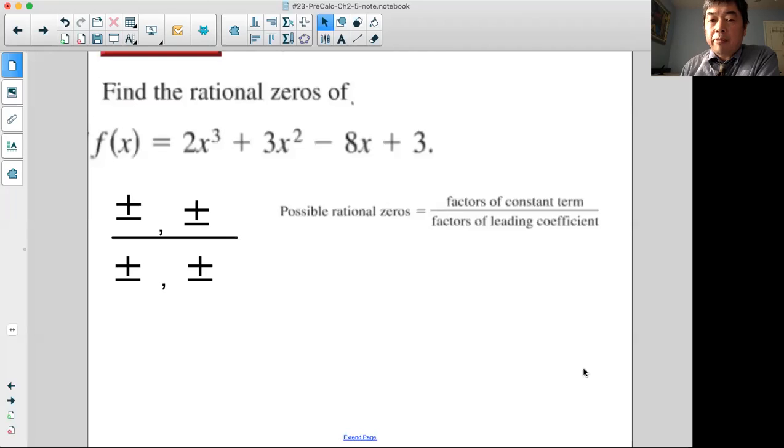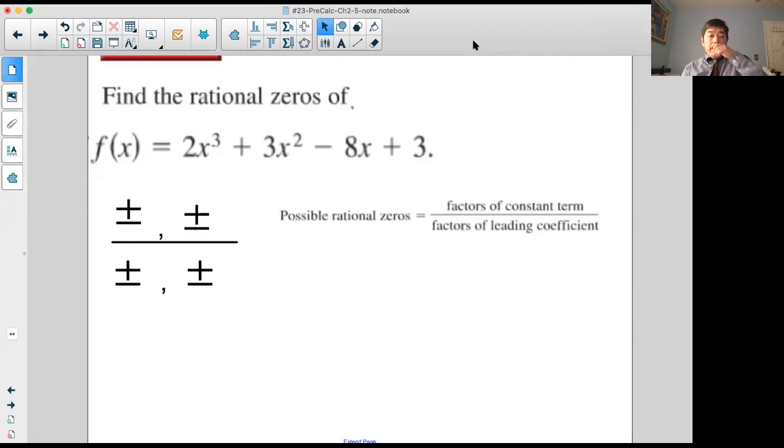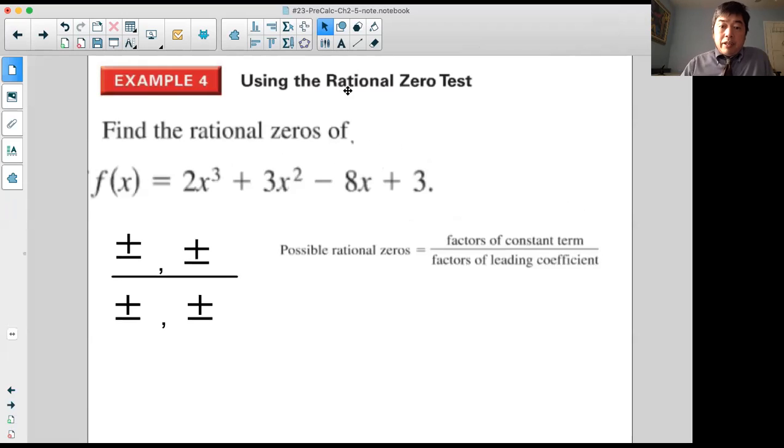Okay, this is PreCalc chapter 2-5 assignment 23, and this is example 4 using the rational zero test, and find the rational zeros of f of x equal 2x cubed plus 3x squared minus 8x plus 3.